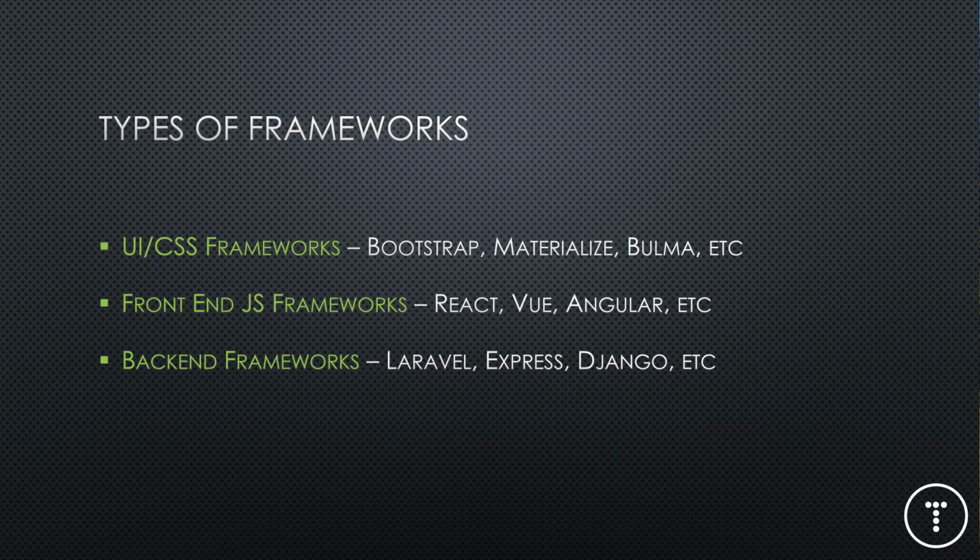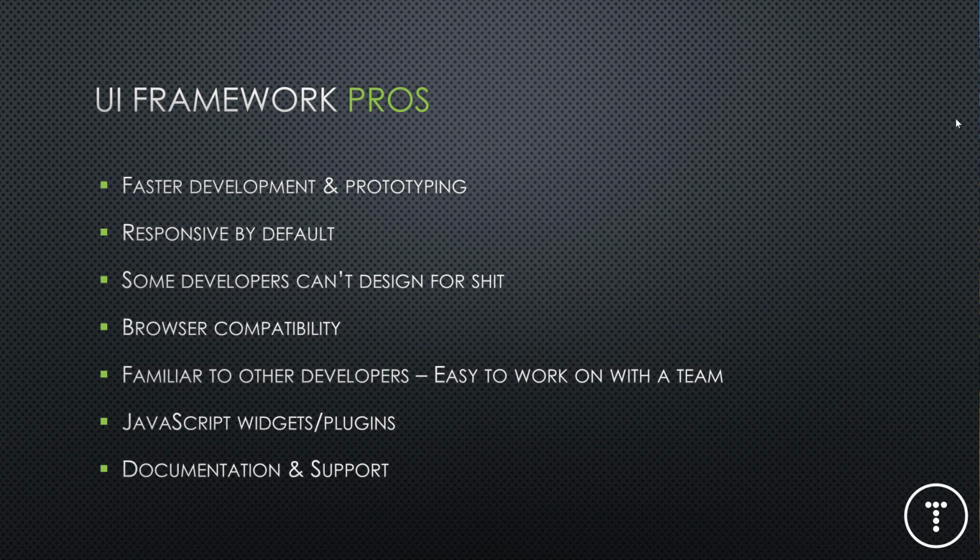There are basically three types of frameworks in web development. You have UI or CSS frameworks like Bootstrap, Materialize, Bulma. You have front-end JavaScript frameworks like React, Vue, and Angular. And then you have back-end frameworks for just about any server-side language. Some examples would be Laravel for PHP, Express for Node, Django for Python. You also have Spring for Java, Ruby on Rails, and .NET. So every language has frameworks.